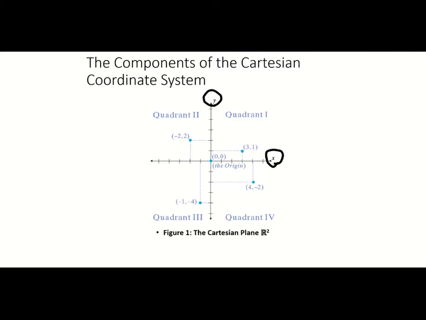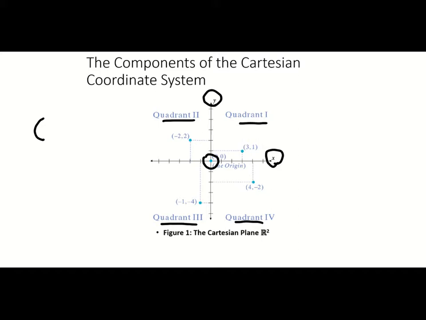It creates four quadrants, so we have quadrant 1, quadrant 2, quadrant 3, and then quadrant 4. They do go counterclockwise, and they're always labeled with Roman numerals. In the center is the origin, which is 0, 0. We always start at the center when we go to graph a point. We graph ordered pairs on the coordinate plane.